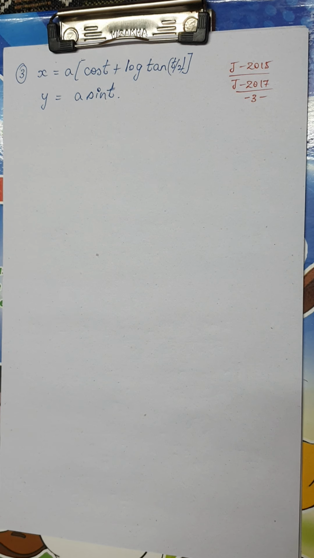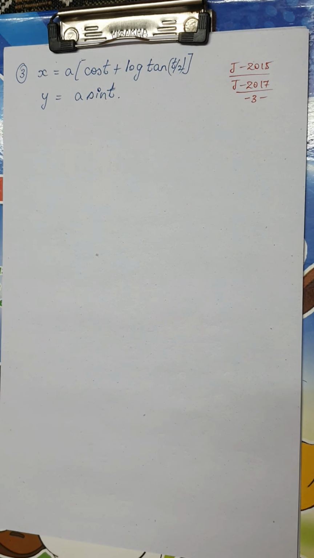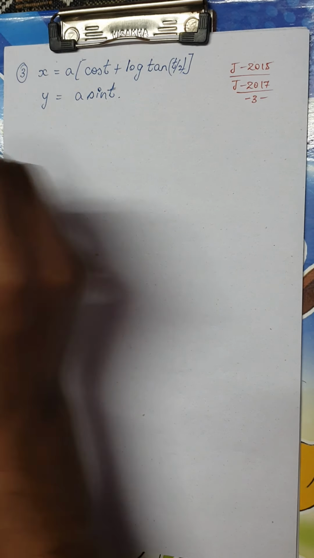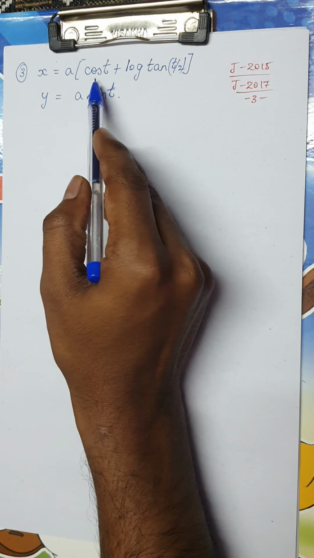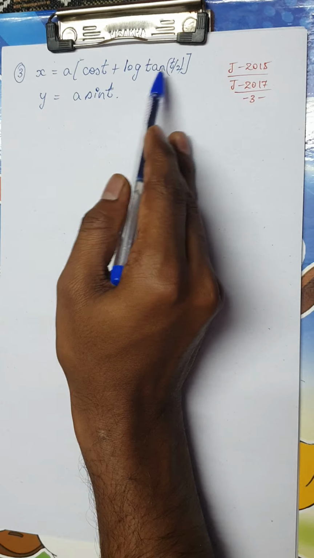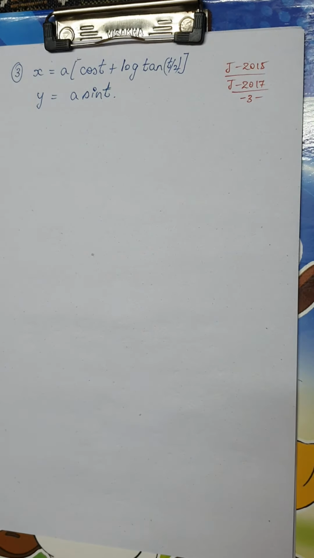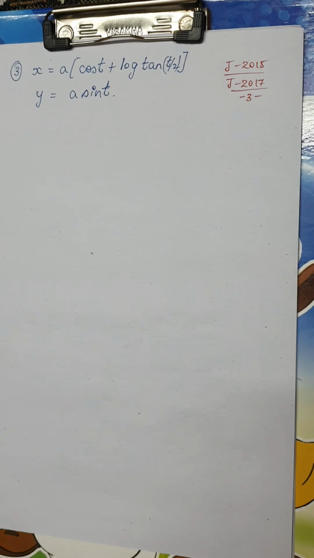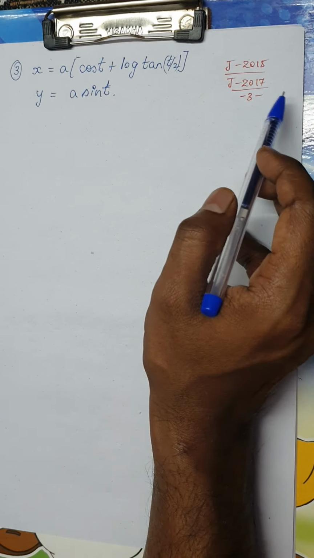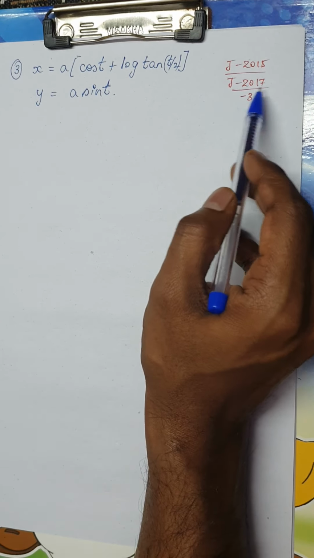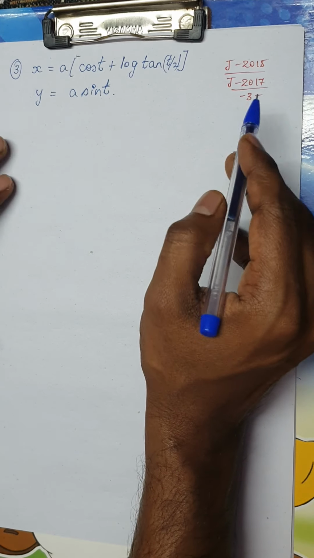Okay students, moving on to the next question. I have x is equal to a into cos t plus log of tan of t by 2, and y is equal to a sin t. You have to find out dy by dx. The question was asked twice, in July 2015 and July 2017, for 3 marks each.